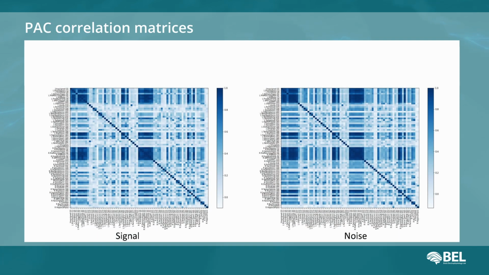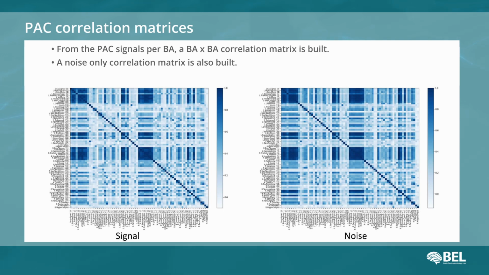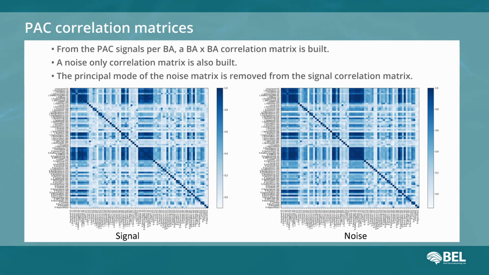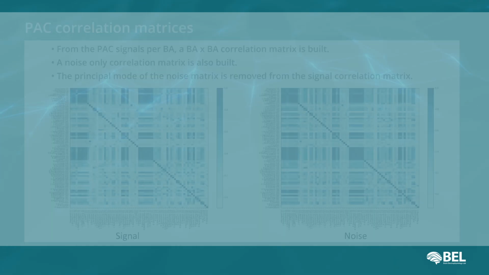To compute the functional connectivity networks to functional connectivity fMRI standard networks, we then compute PAC, phase-amplitude coupling, for each of the major functional networks, such as the default mode network, ventral attention network, and so on.